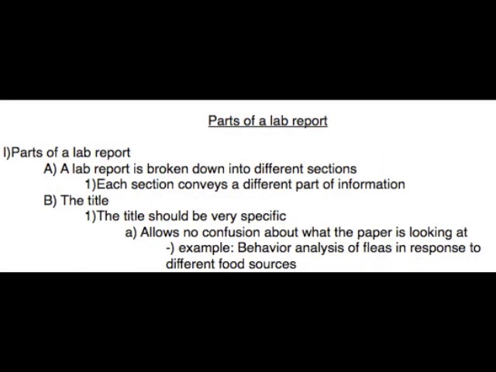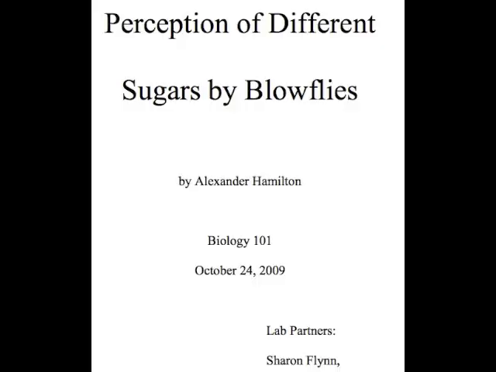The title. The title should be very specific, allowing no confusion about what the paper is looking at. For example, behavior analysis of fleas in response to different food sources. Notice with this example of a title, Perception of Different Sugars by Blowflies, it gives an accurate picture of exactly what is going to be discussed in the lab report.